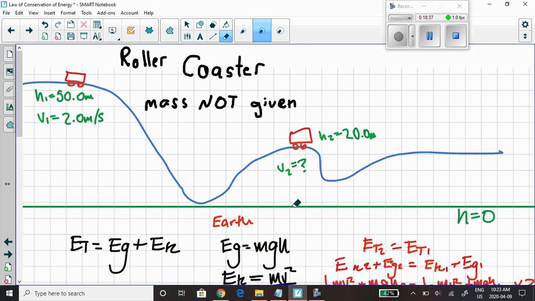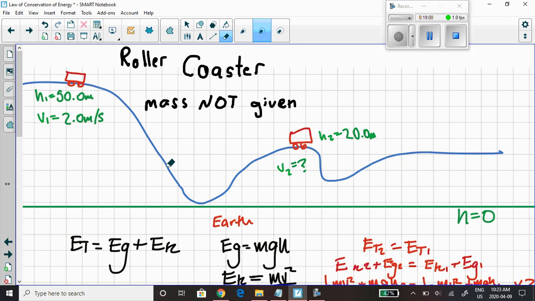What we want to find is, what is the speed of the roller coaster when it is 20 meters above the ground? What is speed 2? Question mark. We need to calculate that. Now, the interesting thing about this is I've not told you the mass of the roller coaster car, and I won't. It will not be given to you. All right, not given.